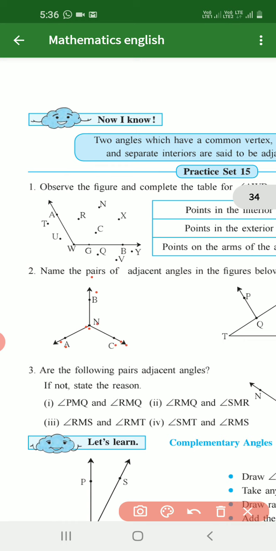Again, angle C and B, and angle C and A. This is also a pair of adjacent angles. Again, one more pair is there, angle A and B and angle C and B. Angle C and B, this is also a pair of adjacent angles. Okay, are you getting that point? How these angles are, are you understanding?